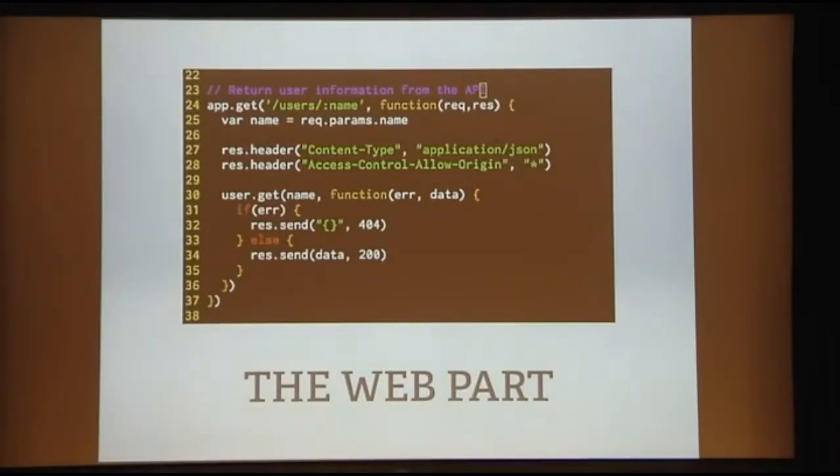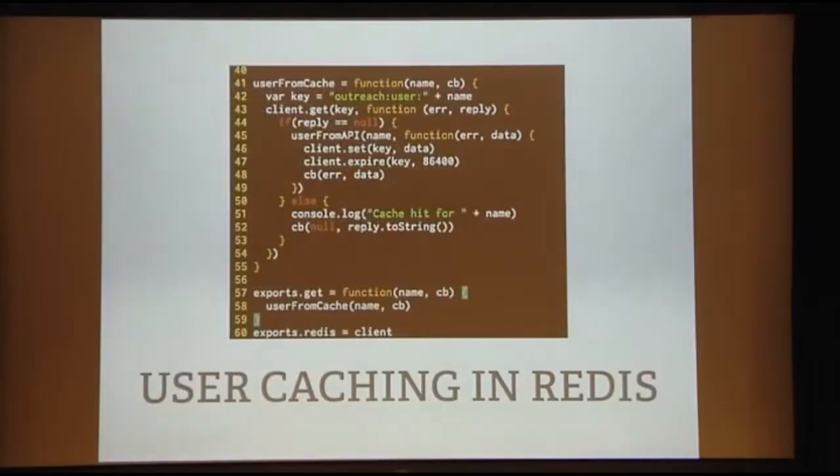So the code for making this work on the app side in the Node.js app in Express was a simple endpoint, and I could say, give me a username. I have to set some headers in order for the Ember code to trust me, but if I have it, I send back the data as a JSON blob, just like Twitter would have. And then all I had to do was cache all of this in Redis. And Redis was cheap enough for me.